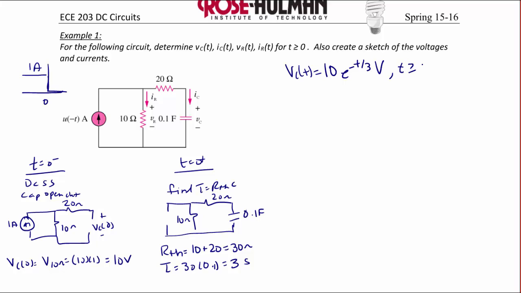The current through the capacitor is C dV dt, so that would be 0.1 times negative 10 over 3 e to the negative t over 3 amps, so that would be negative 1/3 e to the negative t over 3 amps for the current through the capacitor.